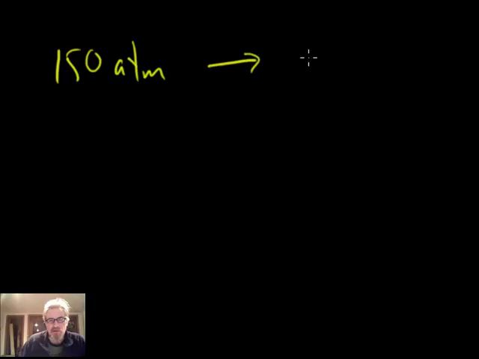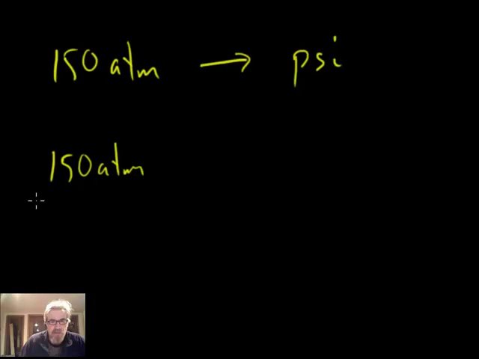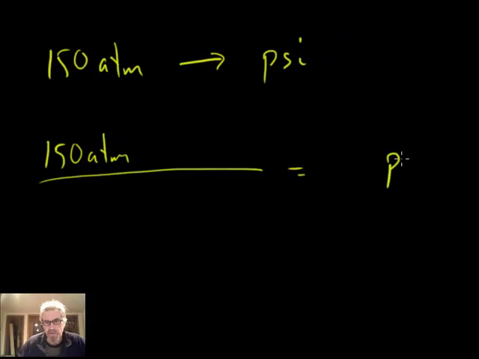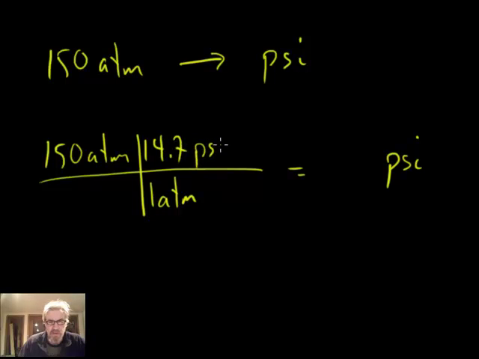You try one. Let's say I gave you 150 atmospheres, and I wanted you to change this to PSI, pounds per square inch. Give it a whirl. Well, I'm going to do this with dimensional analysis. I know that 150 atmospheres is my starting point, and I know that I want to end up with PSI, pounds per square inch. Here's the factor that I know. I know that 1 atmosphere is the equivalent of 14.7 PSI. By putting the atmosphere on the bottom, I cancel it, and I give myself PSI.